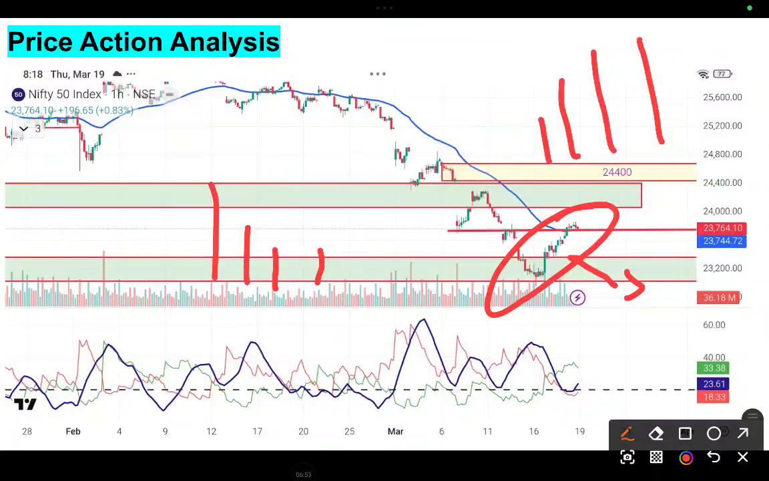I was also one of the persons who used to get trapped earlier, maybe four or five years ago, but I did my self-study, then I understood the market, and this is one of the critical factors: how to avoid the fake breakout.